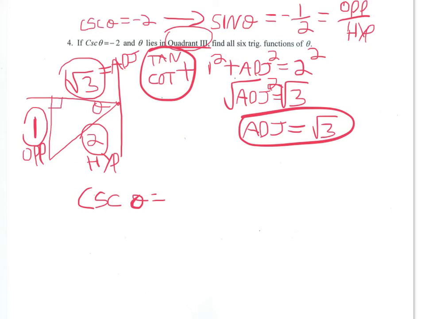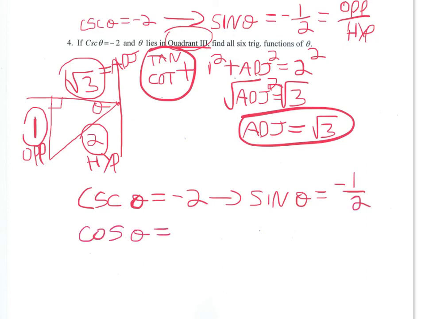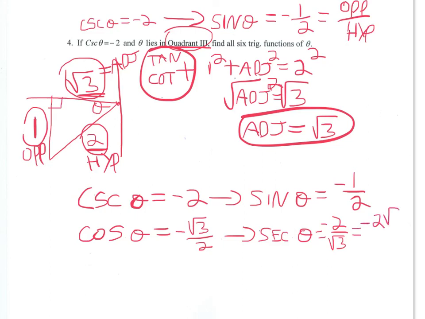Okay, and let's start with what we're given. Cosecant of theta is -2, so we figured out sine of theta is -1/2. Let's do cosine of theta. That's the CAH. That's adjacent over hypotenuse, so it's root 3 over 2. And I have to make it negative, so it's negative root 3 over 2. I flip it for secant, and it's going to be negative, and you've seen these values before. These are actually in the unit circle. So when you rationalize it, it's -2 root 3 over 3.